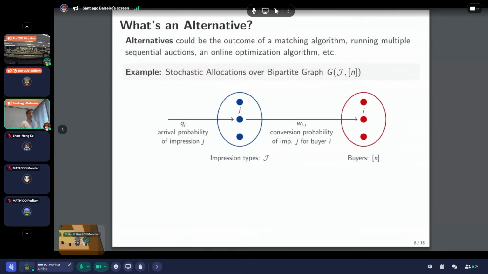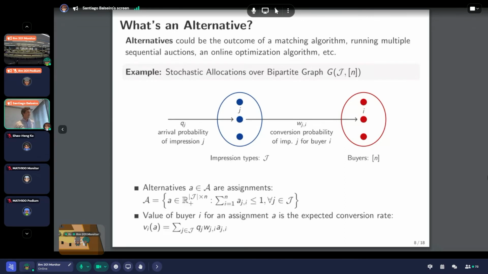One concrete example is stochastic allocations over bipartite graphs. This is very relevant for advertising markets. So we have a bipartite graph. On one side, we have the buyers, and on the other side, we have the impression types. These are going to be the users that are connected. Each impression type comes with a probability Qj, and when we have a type j, Wji is going to be the conversion probability. What's the probability that somebody converts if we show this impression to this buyer?